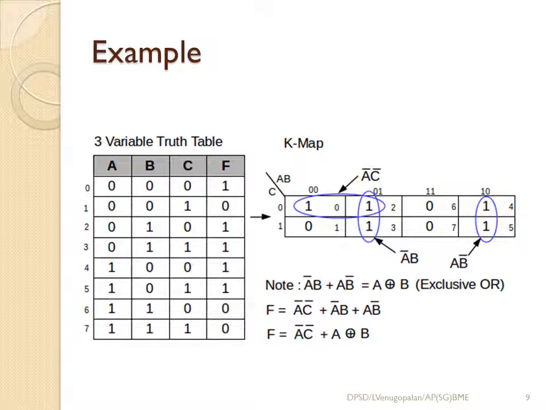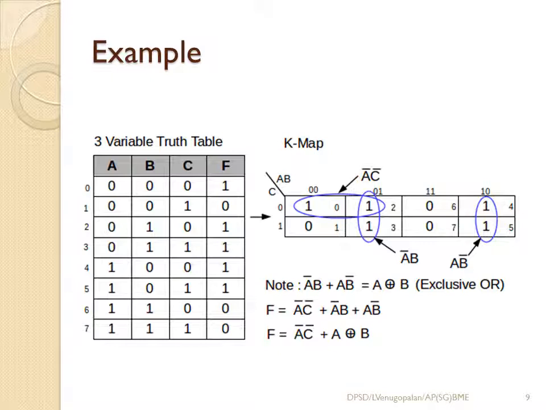When A is 0, B is 0, and C is 1, my function is 0. So that's the first block of the second row. When A is 0, B is 1, and C is 0, that's the second block of my first row, and that is 1. When A is 0, B is 1, and C is 1, that would be the second block of the second row and second column. So that is also 1.